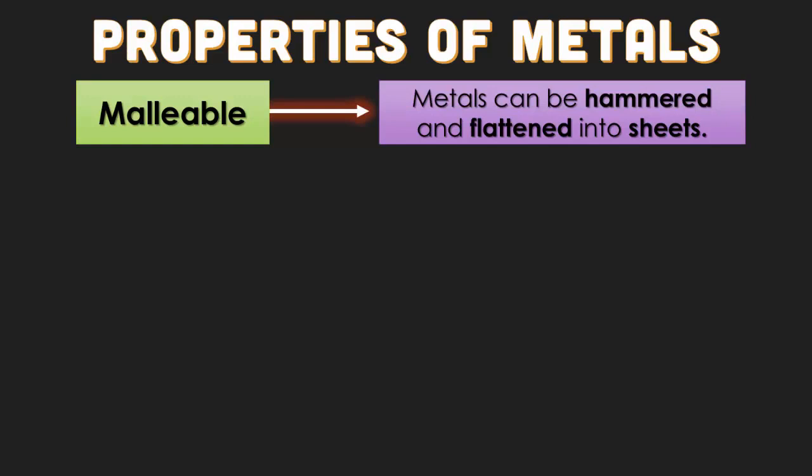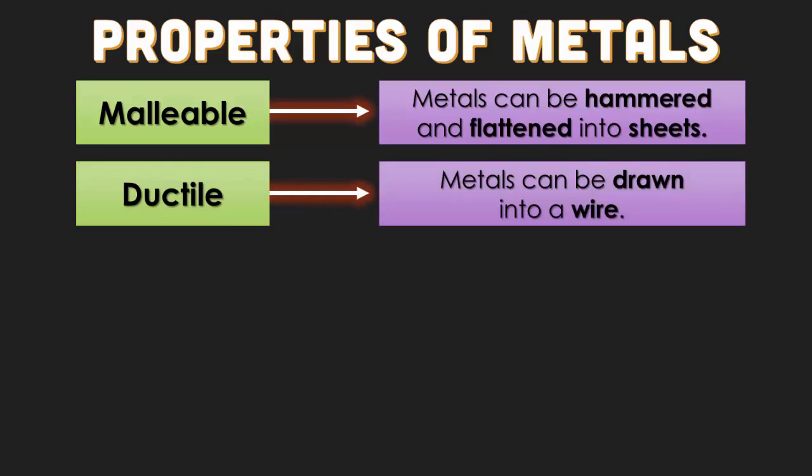So when we look at metals, metals are what we call malleable. And malleable means that metals can be hammered or flattened into what we call sheets. Like a sheet of paper, you can have a sheet of metal. Metals are also ductile, which means that metals can be stretched or drawn into a wire. Think of your iPhone or your Samsung cables. They're full of wires because metals are ductile.